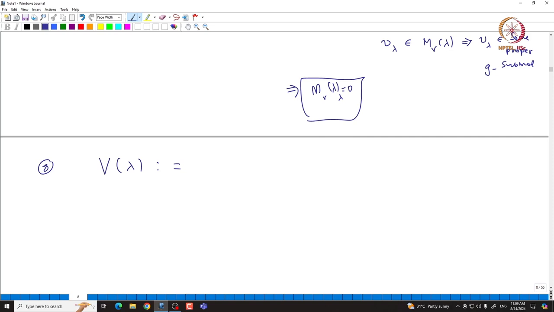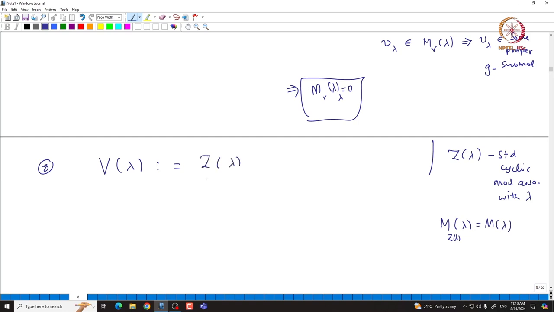So, now you take this V lambda to be... you can see that the Z of lambda is also a standard cyclic module associated with the weight lambda. Then we can take the maximal submodule of Z of lambda to be M lambda. Then V of lambda is defined to be Z of lambda modulo this M lambda. That is the definition of our irreducible module associated with the weight lambda. So, it is a standard cyclic module, which is also irreducible.